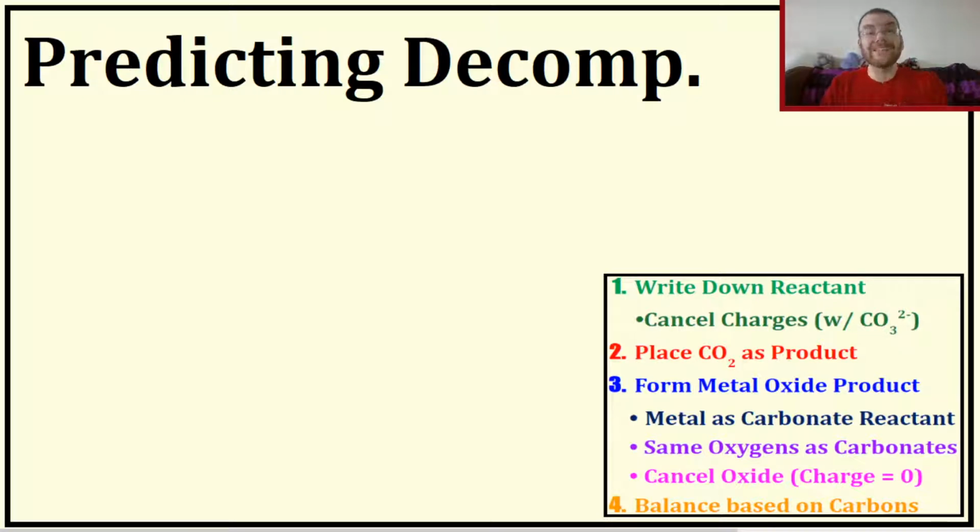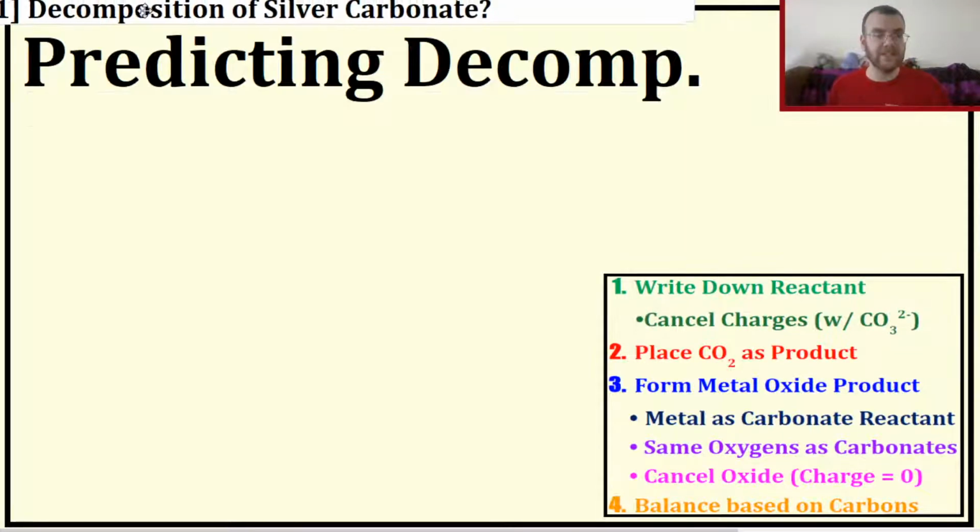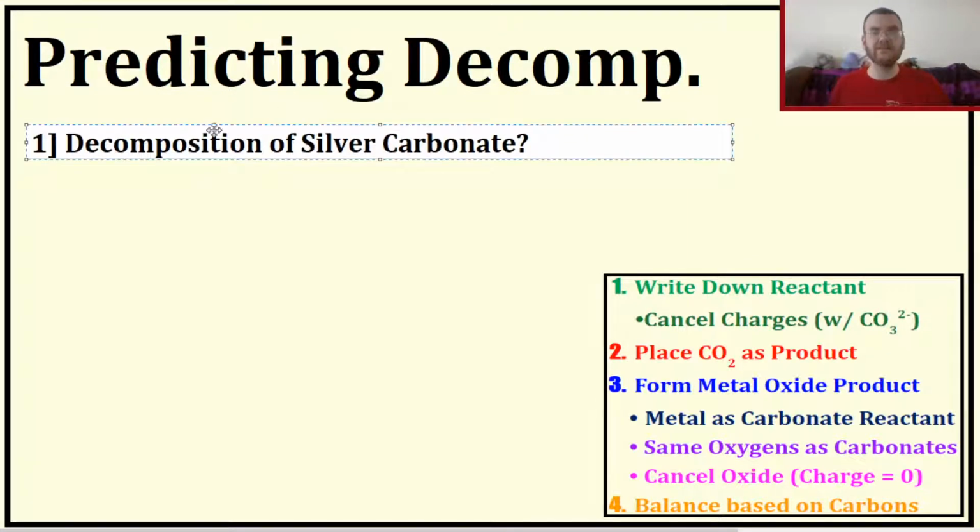Hello and welcome, class. Today we are going to be predicting decomposition reactions, which is the second of 5 reaction types that you're going to encounter in chemistry. So let's get to this. Decomposition reactions only have one reactant, meaning one thing before the arrow, and that's it. We're going to be focusing on decomposing carbonates, which is a very common decomposition done in chemistry at the high school level. So I'm going to be dealing with the decomposition of silver carbonate.